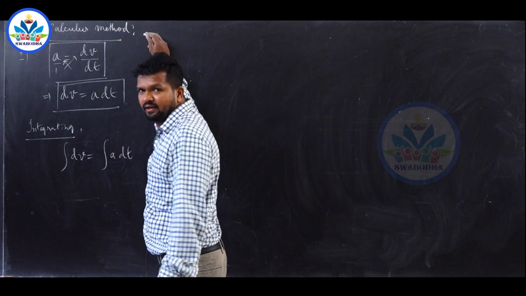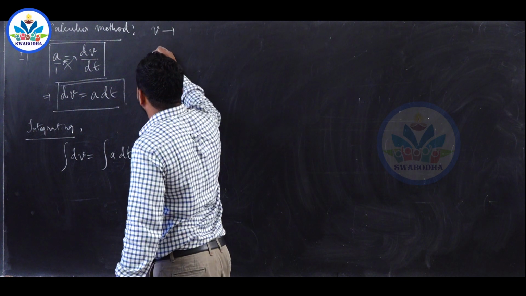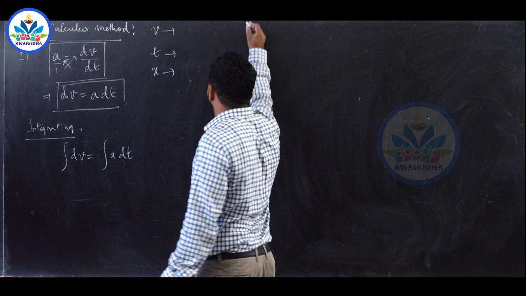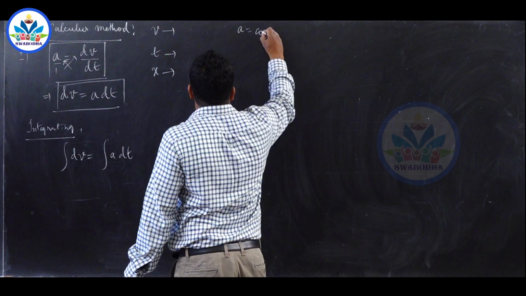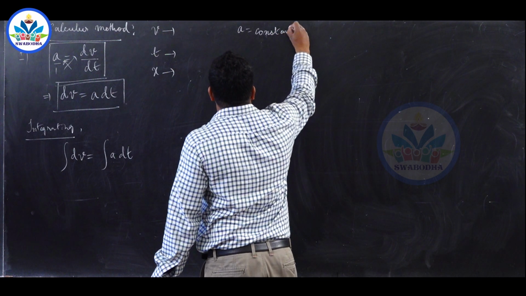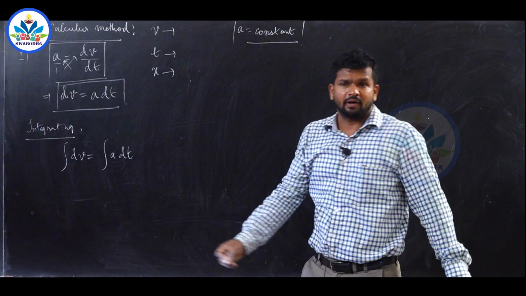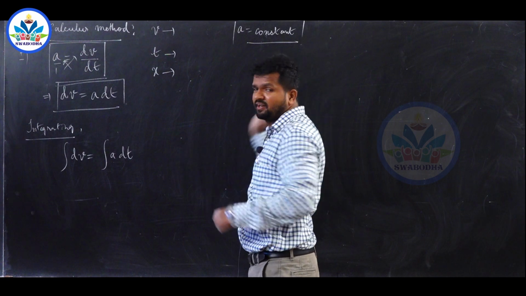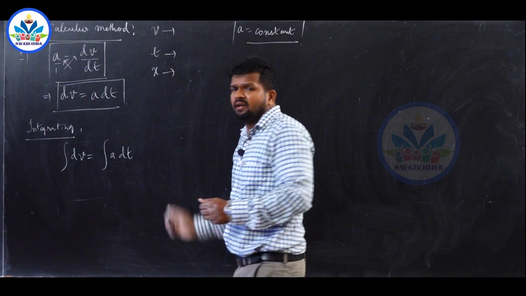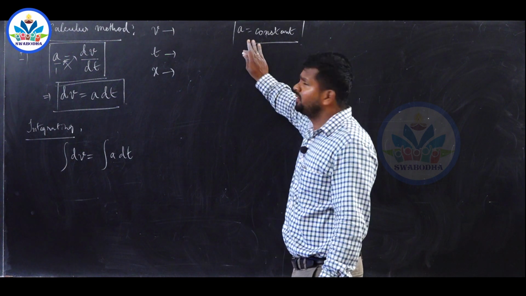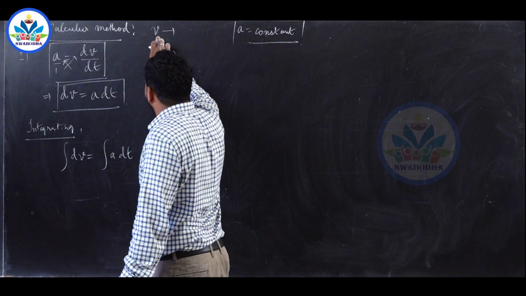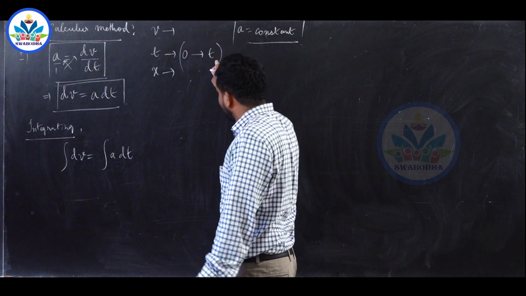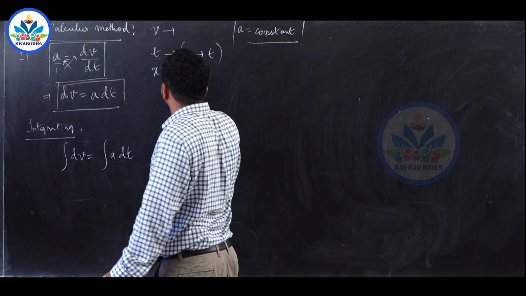First let me clear the point. V, t and x are the three variables, and we all know acceleration is assumed to be constant, because we are going to derive kinematic equations for uniformly accelerated motion. Acceleration is assumed to be constant. It can vary, but for our simplicity we have restricted ourselves to constant acceleration cases. Time varies from 0 to t, so from 0 to t we have taken the time interval.